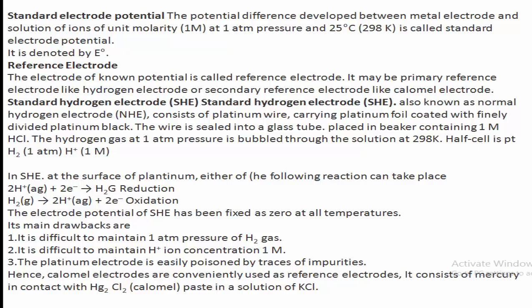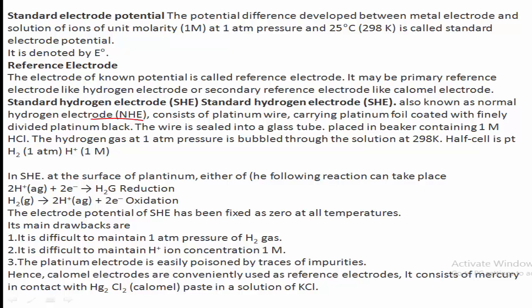And what does reference electrode mean? An electrode of known potential is called a reference electrode, meaning its potential is already known. It may be a primary reference electrode like the hydrogen electrode or a secondary reference electrode like the calomel electrode. Then the standard hydrogen electrode, we will see what this means. It is known as SHE, and it is also known as the normal hydrogen electrode.